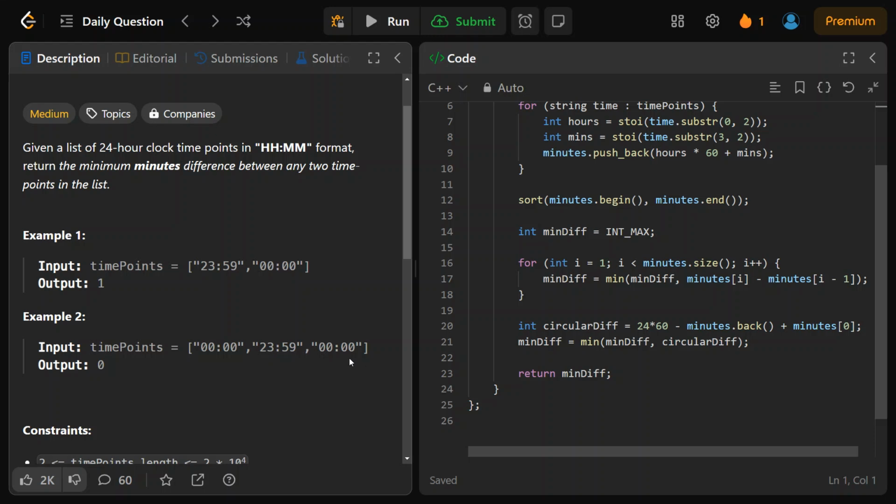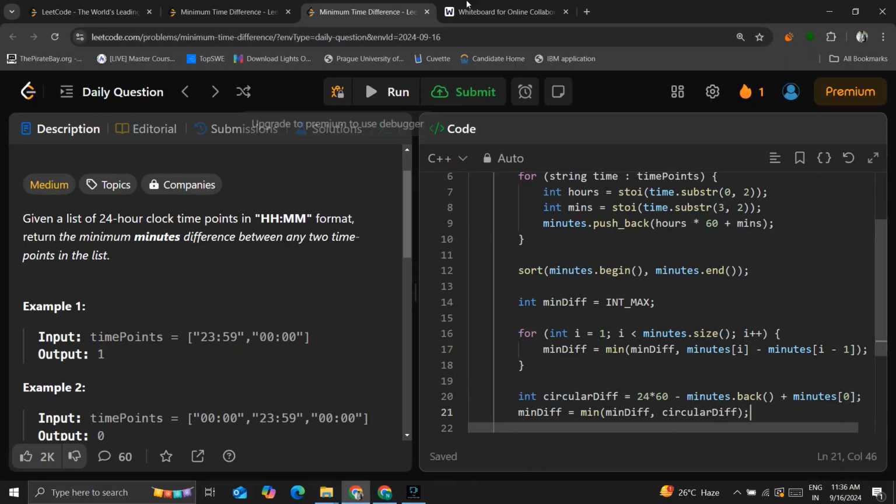Okay, I will perform this subtract operation and compare it with 0, but the minimum would be 0 only, so it will store 1, 0. Okay, now here we have to find the minimum difference, but we have to check one more value. What is it? Let me show you with an example.